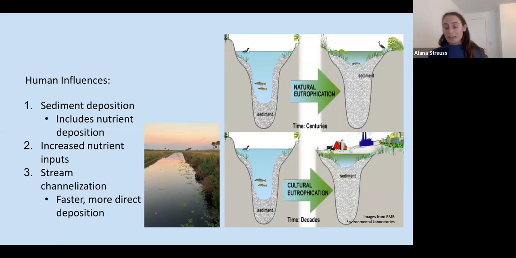Humans have done another thing, and they've channelized a lot of streams. You can see in that center picture, that is Harney Pond Canal. That's one of the canals that we'll be talking about today. But it's completely channelized. It doesn't ebb and flow like a stream naturally would. There's no way for water to deposit sediment along the banks along the way. The water just flows very quickly and more directly into the mouth of the stream, which happens to be, for this stream, Lake Okeechobee.